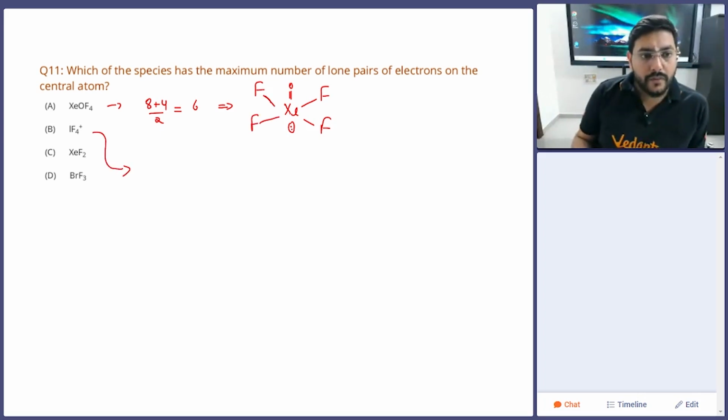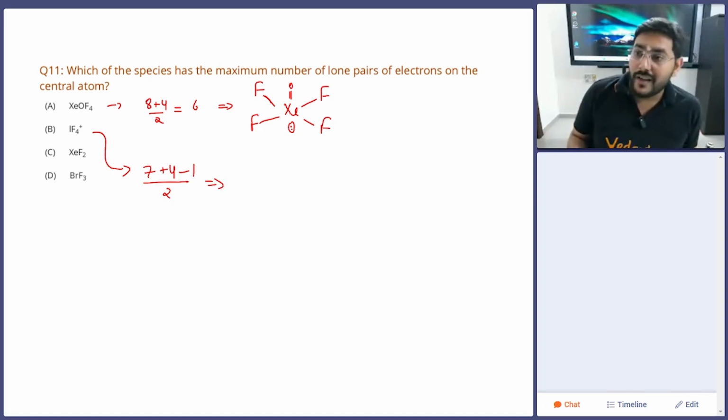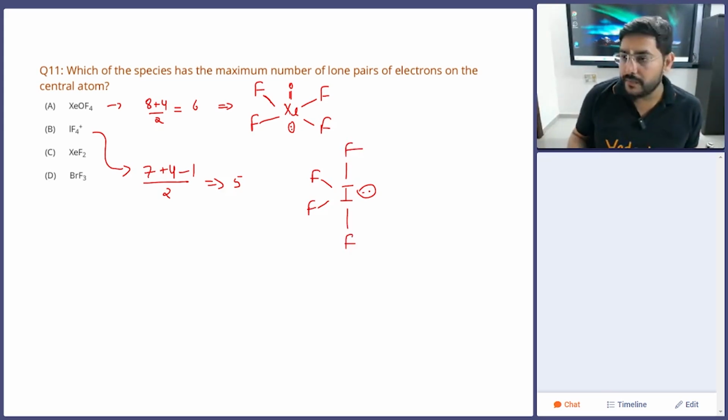Next, IF4 minus: 7 plus 4 minus 1 divided by 2. So it is going to be 10 divided by 2, that is 5. Yes or no? So what we are going to get? I with a lone pair on the equatorial position, and fluorine, fluorine, fluorine, fluorine. Seesaw shape, one lone pair.